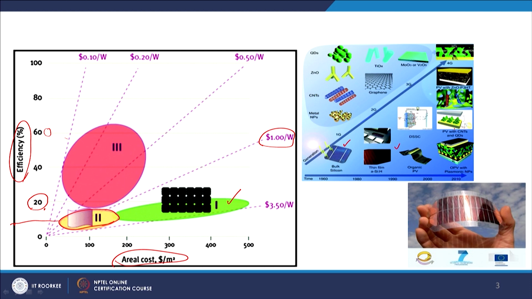Similarly, you have photovoltaics with carbon nanotubes and quantum dots. You have organic photovoltaics with plasmonic nanoparticles. Some nanoparticles show a plasmonic effect or surface plasmon effect. So, if we use that effect to construct a solar cell, we get plasmonic solar cells. Based on that, we can construct different kinds of solar cell. So, as new and new materials have been discovered, new and different kinds of solar cell have come into the market.